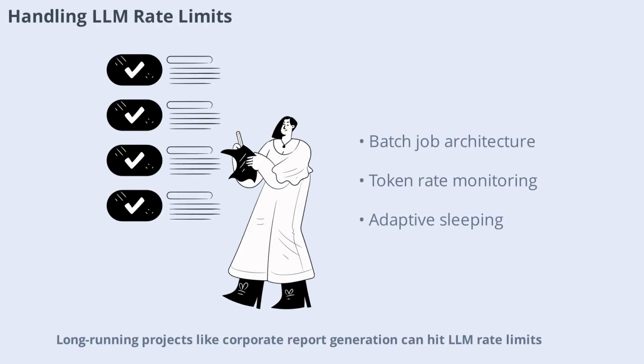Long-running projects like corporate report generation can hit LLM rate limits. To address this, use an asynchronous batch job architecture with queue-based chunking. Split the workflow into subtasks, each managed by a task framework like Celery. Workers process tasks individually, monitoring token rates and applying adaptive sleeping if rate limits are reached. This ensures smooth, uninterrupted processing even for large-scale tasks.